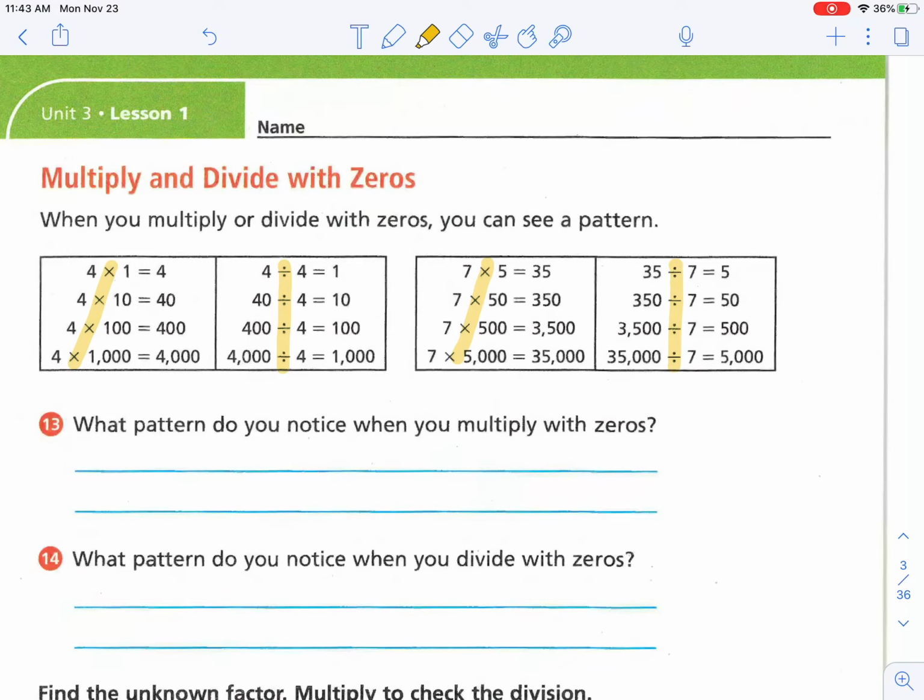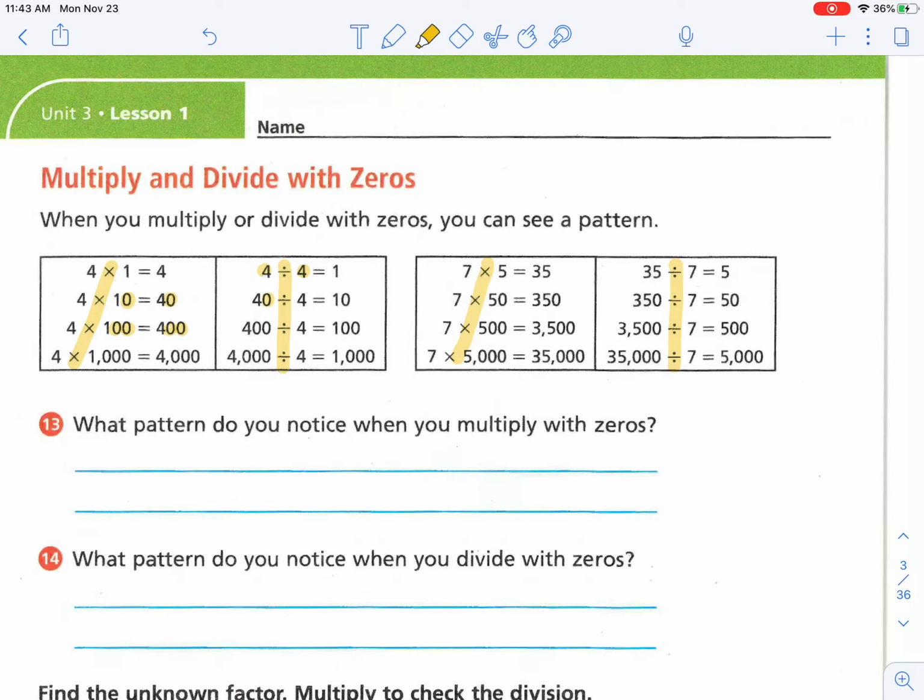Let's look at this first box first. As I'm multiplying and adding zeros, I'm adding zeros on each side of my equal sign. 4 times 100 is 400. 4 times 1,000 is 4,000. Using our zeros trick, we've practiced that last time. Let's look at the division side now. I'm talking about 4 times 4 equals 1.